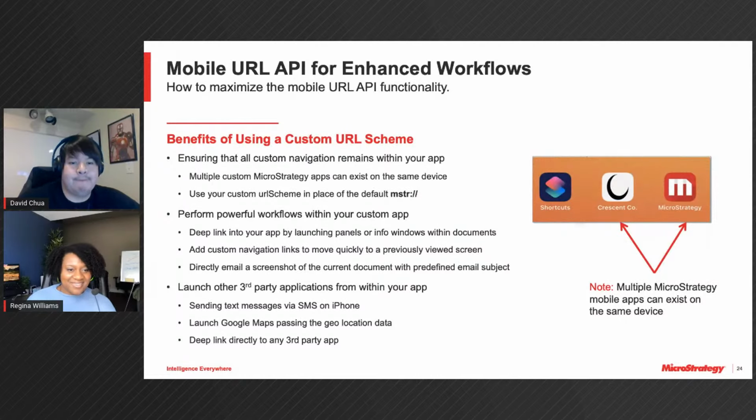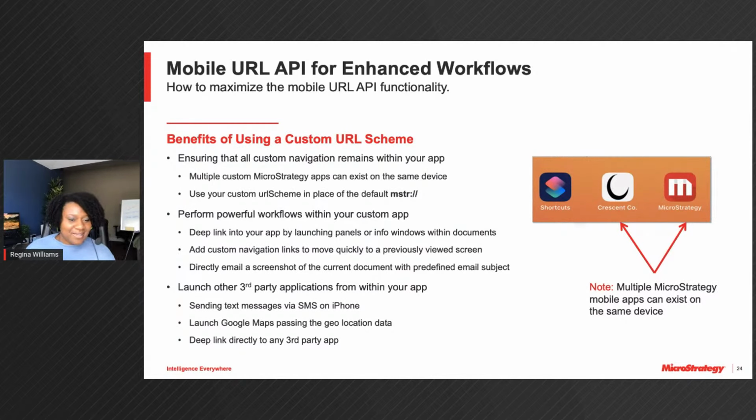Thank you, David. My name is Regina Williams, and I'm the manager of the SDK team and the senior mobile architect. As David mentioned, using the custom URL scheme in conjunction with the mobile URL API gives lots of benefits. The biggest one is ensuring that all of the navigation and workflow that you've defined stays within your app. So for example, the screenshot shows that on this one device, I have my customized Crescent Co app and the out-of-the-box MicroStrategy app.